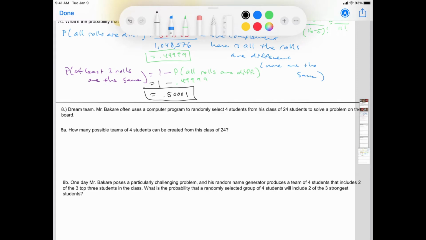Dream Team. Mr. Picari often uses a computer program to randomly select 4 students from his class of 24 students to solve the problem on the whiteboard. How many possible teams of 4 students can be created from this class of 24? All right, here's the question we need to answer. Does order matter? Yes or no? If I'm just going to pick 4 random students and say, hey, go to the board, do the problems, there is no. So if order doesn't matter, then what are you using? You're using combos.